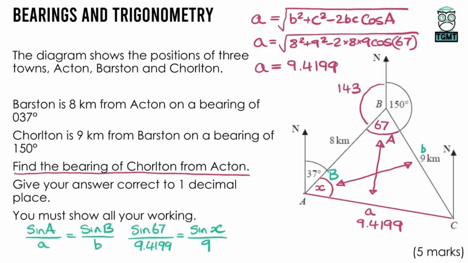We can rearrange this now by multiplying the 9 to the other side. So we get 9 sine 67 over 9.4199 is equal to sine x. Now we can type that into our calculator and then we'll do the inverse of the answer. Or you can type it all in one go, completely up to you. I'm going to press sine minus 1 and I'm going to put the fraction into my calculator straight from there. So 9 sine 67 on the top, 9.4199 on the bottom.